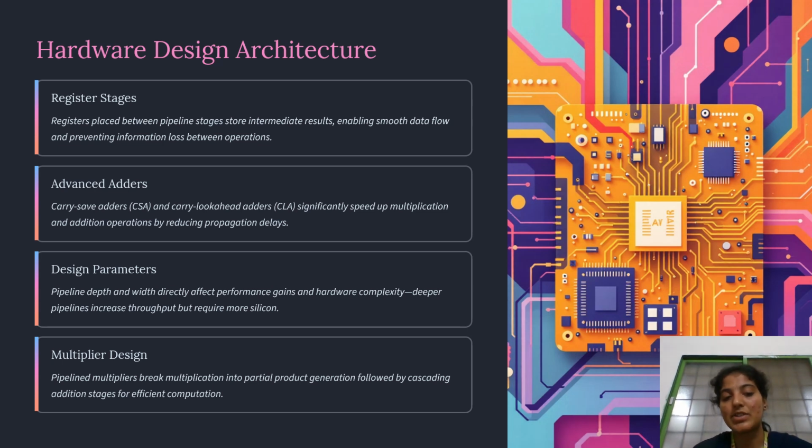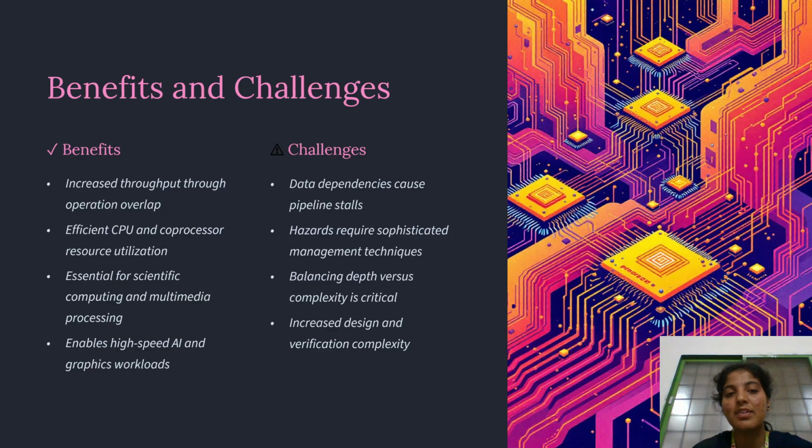Deeper pipelines increase throughput but require more silicon. Fourth one is multiplier design. Pipelined multipliers break multiplication into partial product generation, followed by cascading addition stages for efficient computation.